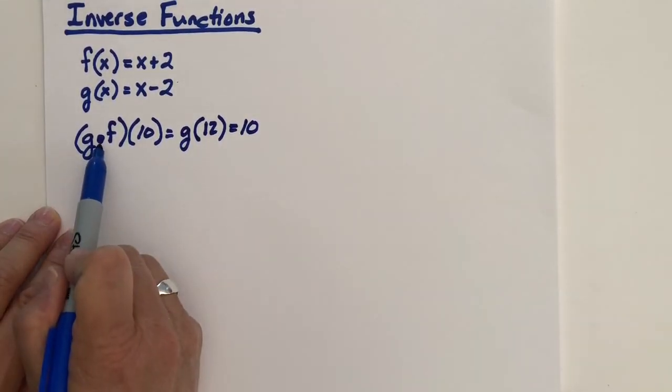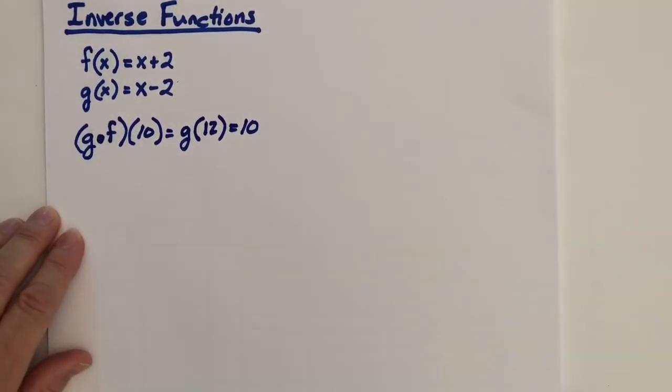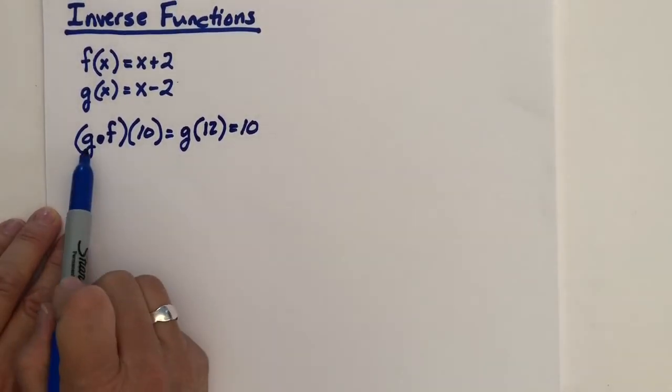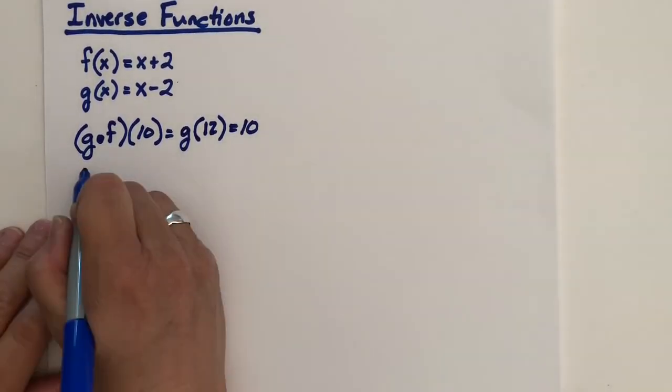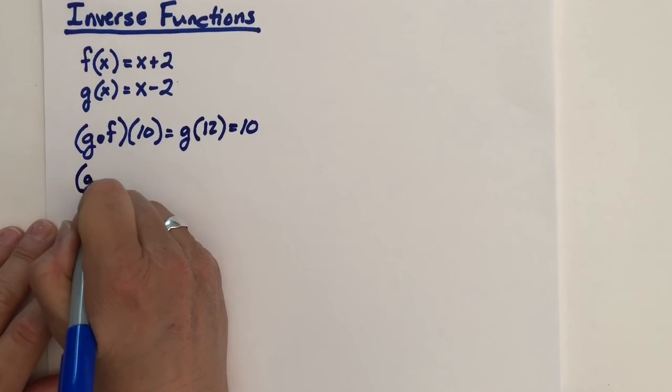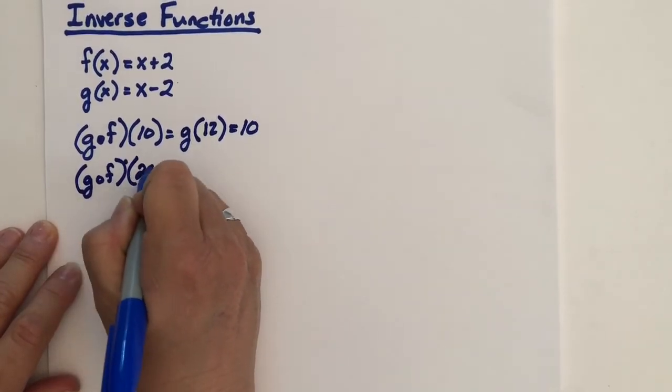That almost looks like a dot, but it's really a circle. Remember, that's our composition symbol. So g composed with f of 10 was equal to 10. Well, let's do it with another value. How about g composed with f of 25?